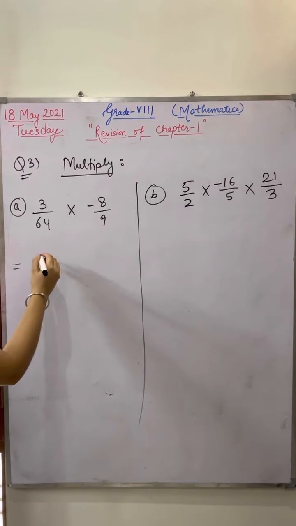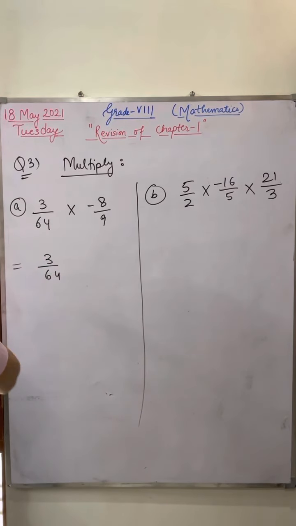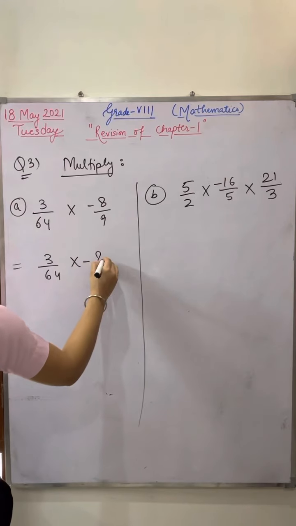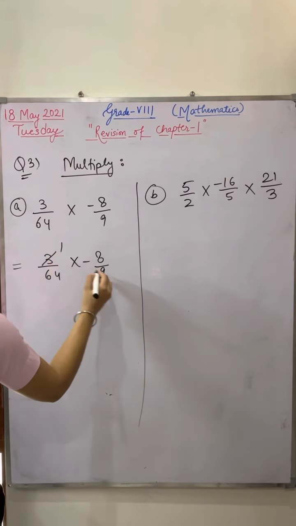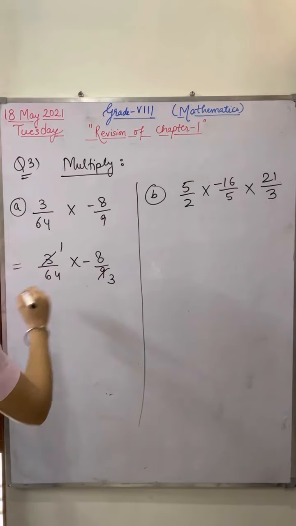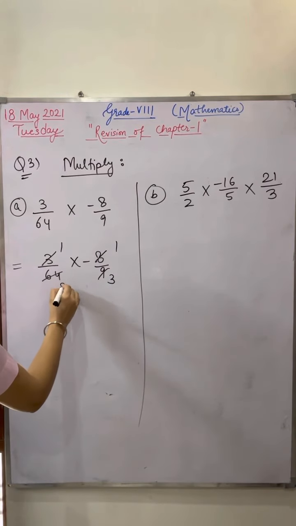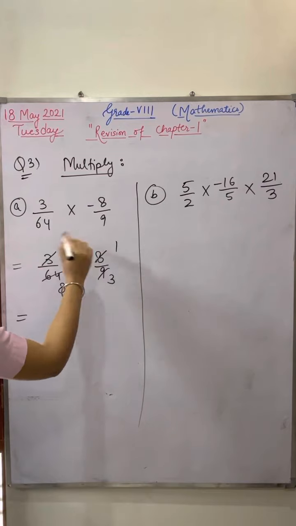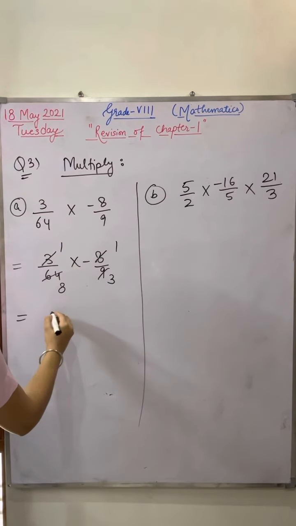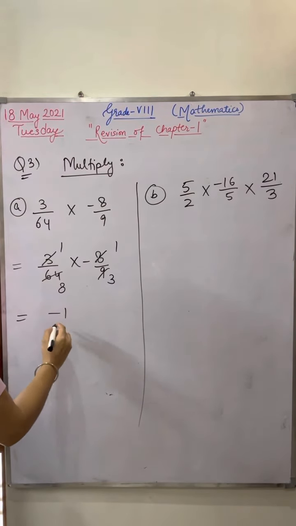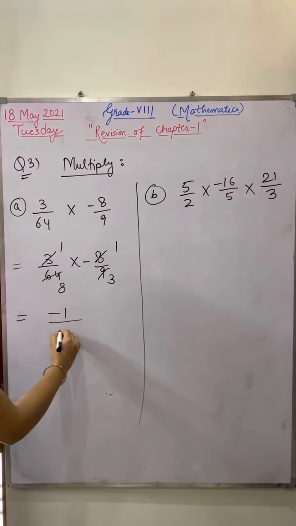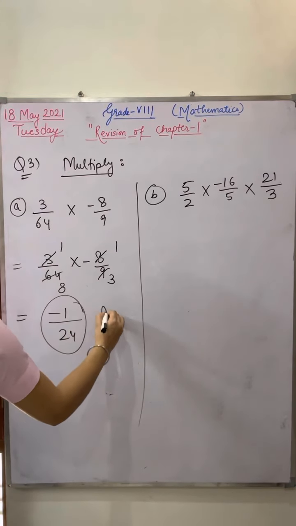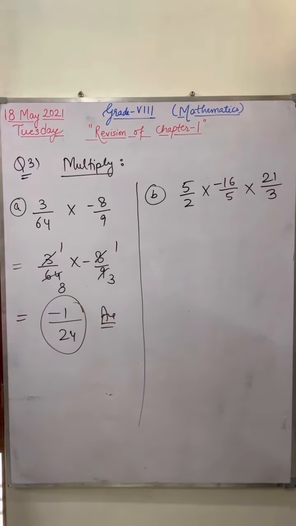3 upon 64 into minus 8 upon 9. From 3 and 9, cancel: 1 and 3. Very good. And 8 eights are 64, so 1, and it will be minus 1. Then you have to multiply the numerators: 1 into minus 1, minus 1. 8 into 3 is 24. Very good. This is the answer. Multiplication and division are very, very easy. Now the next part. Please mute yourself, Dhriti.